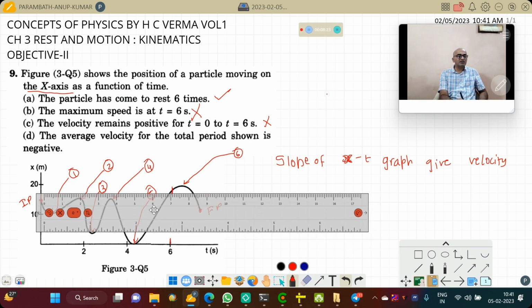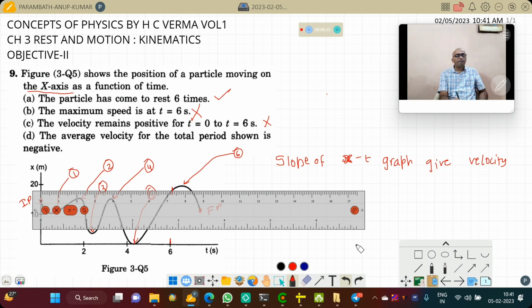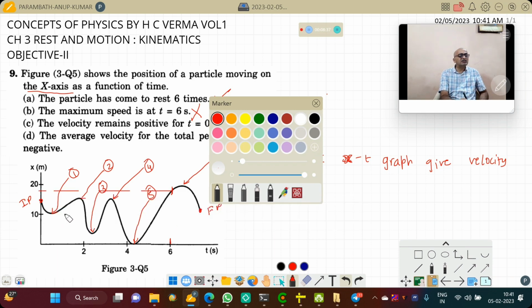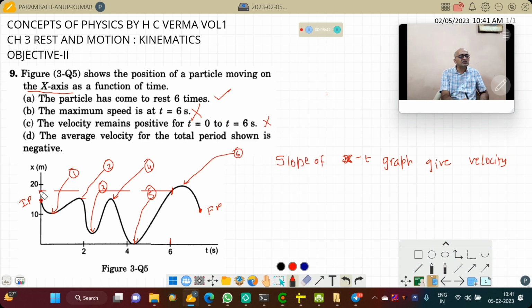If I make a mark here, are you able to see that I am making the mark here. The final position is, this is the final position at t equal to 6 seconds. So final position, let's say it is 18 minus 15 divided by time taken 6. That is 3 by 6, that is 1 by 2 meter per second. That is positive. The average velocity is positive.